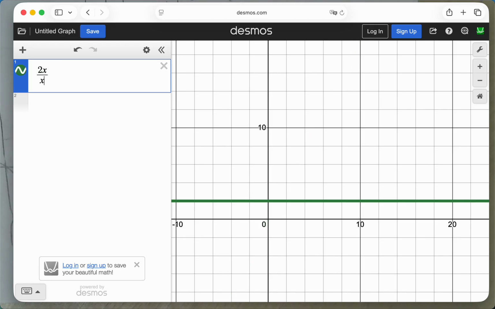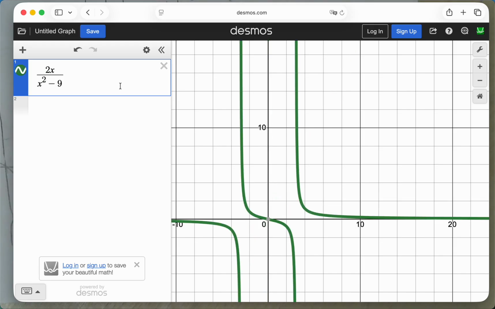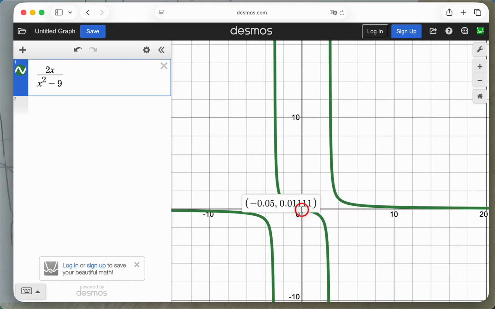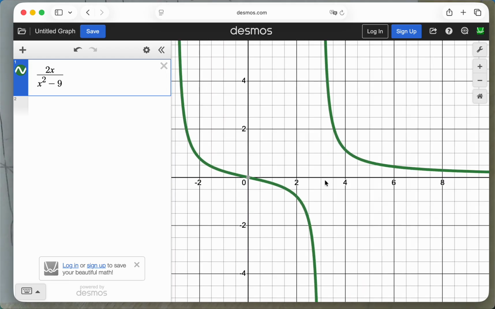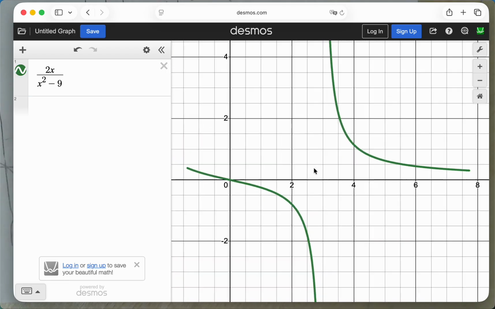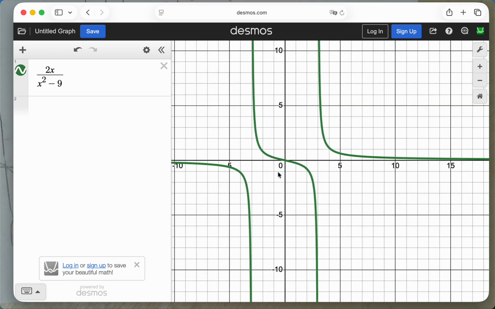If I have 2x over x squared minus 9, there is that graph. So there's the perfect y-intercept at 0, 0. There are my vertical asymptotes at +3 and -3. There's my horizontal asymptote at 0, and there's that middle section that started up top and then went down, and then there's my right section that started positive and stayed positive and hugged 0, and then here's my left section that was negative and stayed negative and hugged 0.